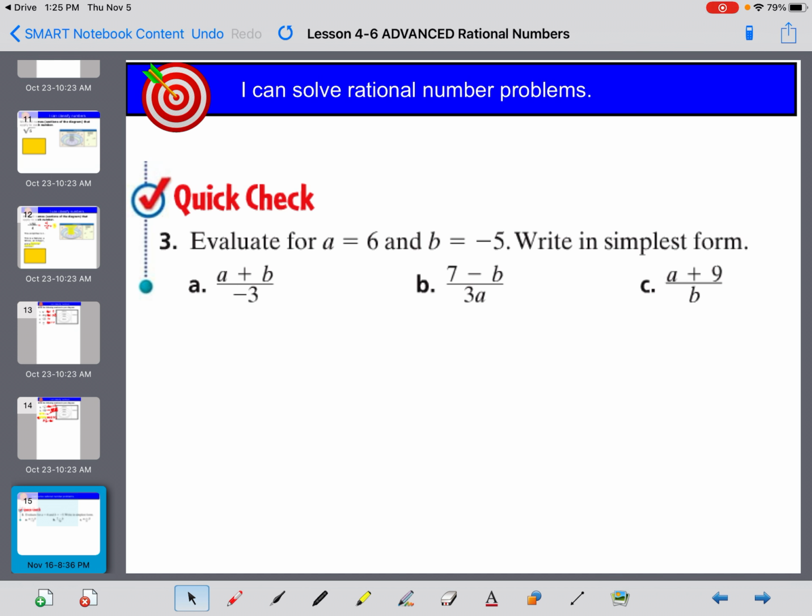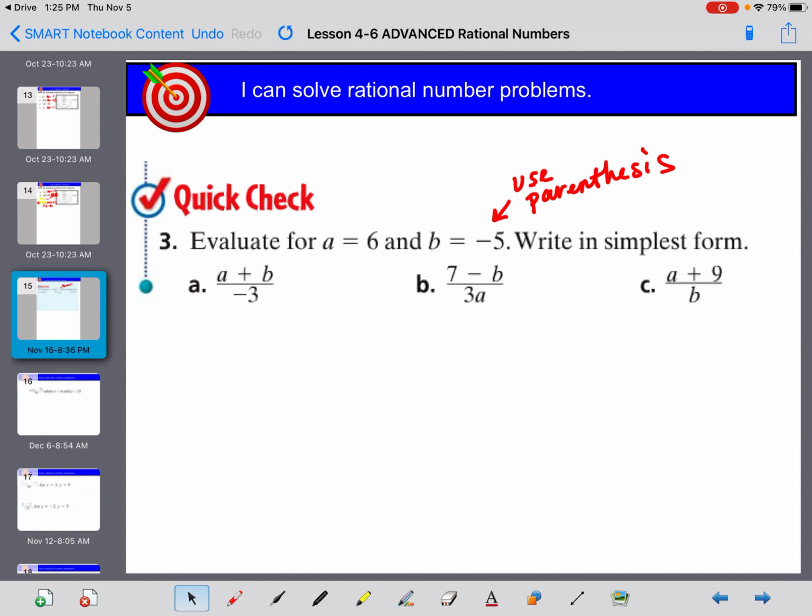All right, next let's talk about how to evaluate. Evaluate by plugging the numbers in. Remember that if you plug in a negative number, use parentheses. I'm going to let you pause the video and work these couple problems and come on back to compare your answers to mine.